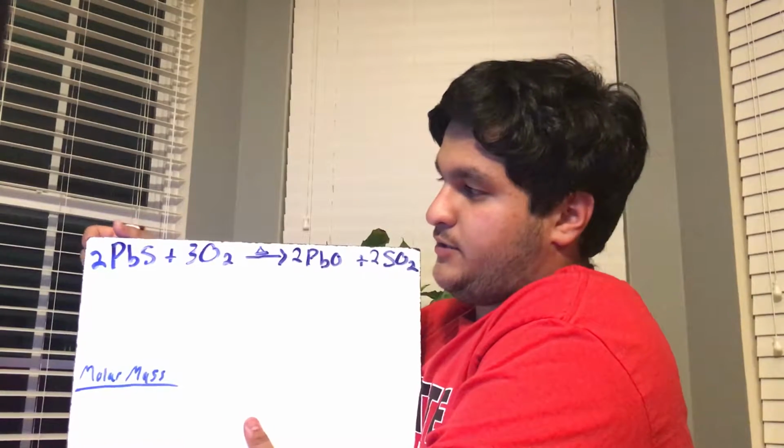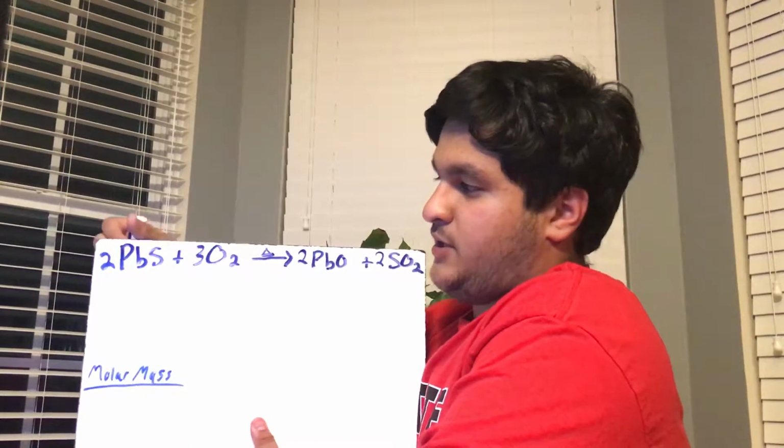So we can break the lead-2 sulfide down into lead and sulfur. We know that by looking at our periodic table, the mass of lead is 207.2 grams, and the mass of sulfur is 32.06 grams.